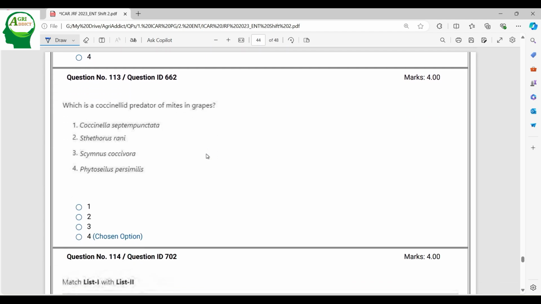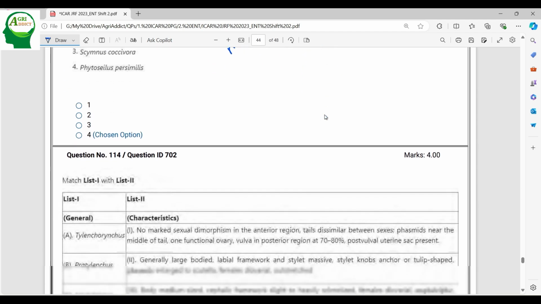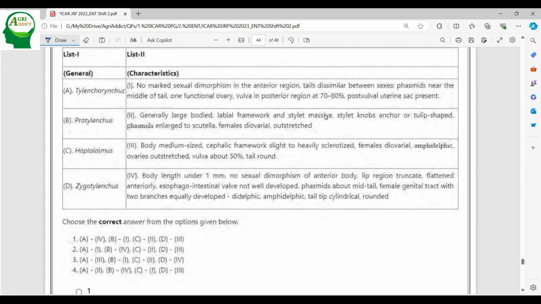Which coccinellid is a predator of mites in grapes? Stethorus rani is the predator of red spider mite in grapes. This Stethorus rani. The next question is from Nematology, that is Tylenchorhynchus.